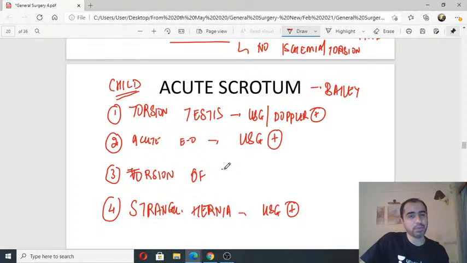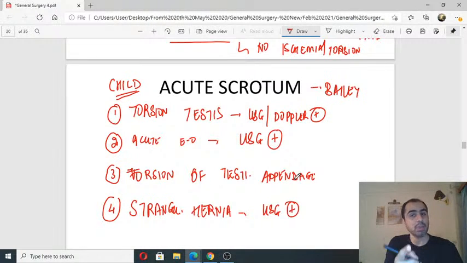Torsion of testicular appendage. Yes, cyst of Morgagni. Torsion of testicular appendage. They can cause or they can mimic torsion of testes. Okay, in a child they can undergo torsion, not in an adult. Torsion of testicular appendages. Remember this. If everything is normal, pain is not going, think of this.